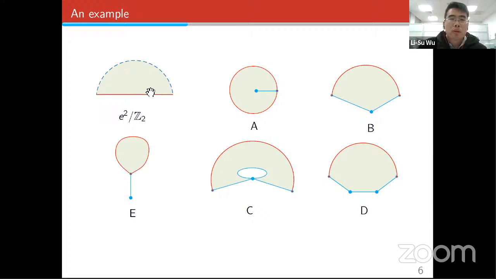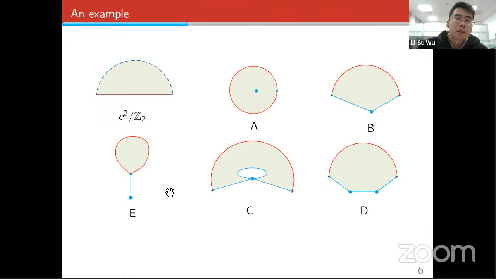First, A has one zero cell, one singular one cell and one singular two cell. It is a disk, which can be realized as the quotient space of S2 with respect to Z2. Next, B is one zero cell, two singular one cells and one singular two cell. And C is one zero cell, two singular one cells, one regular one cell and this singular two cell. And D is two zero cells, two singular one cells and one regular cell.